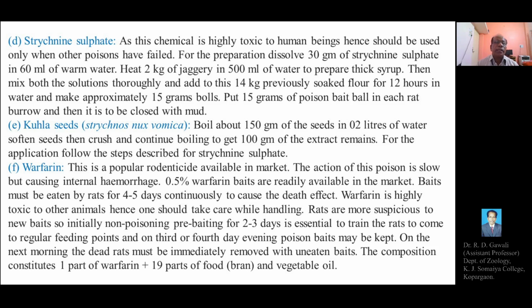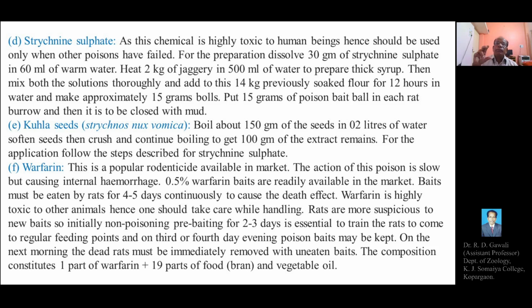Then the next one is warfarin. Warfarin is a popular rodenticide available in the market. The action of this poison is slow but causes internal hemorrhage. 0.5% warfarin baits are readily available in the market, and these poison baits must be eaten by rats for 4 to 5 days continuously to cause the death effect.